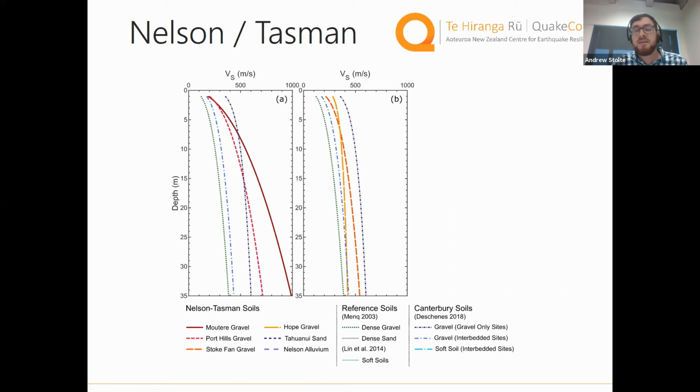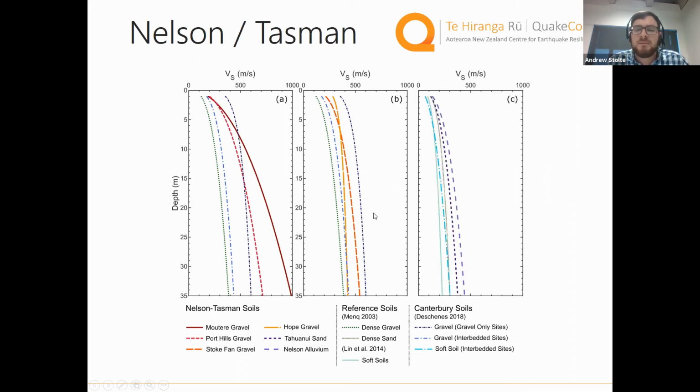If we look at some of the younger gravels, the Stoke Fan gravel and the Hope gravel, shown here in orange, they actually agree quite well with what we see from other basins. And then lastly, I would like to highlight just the soft soils, the Tahuanui sand and the Nelson alluvium, which are near the ground surface. Here they're highlighted in purple, and they're plotting in relative agreement with the interbedded sands from Christchurch and then the reference sites from Lin et al. 2014.